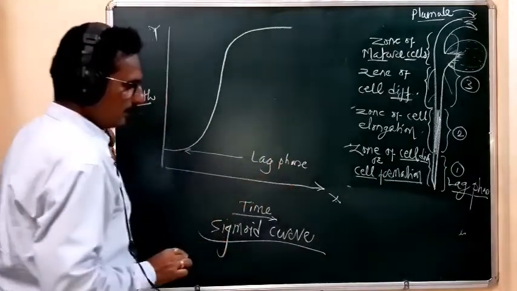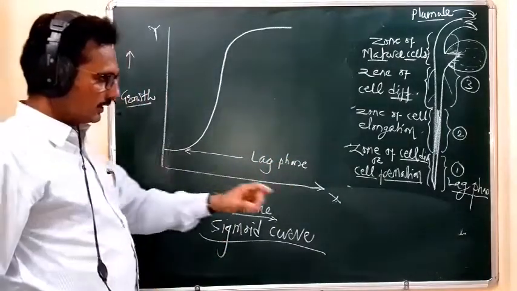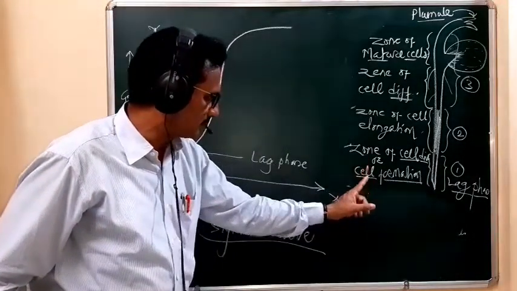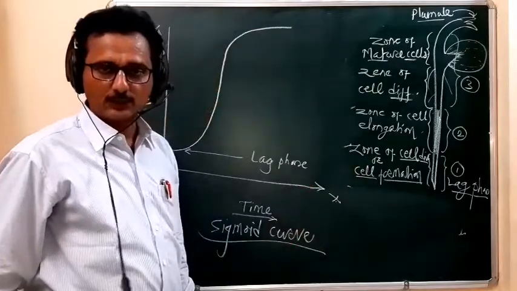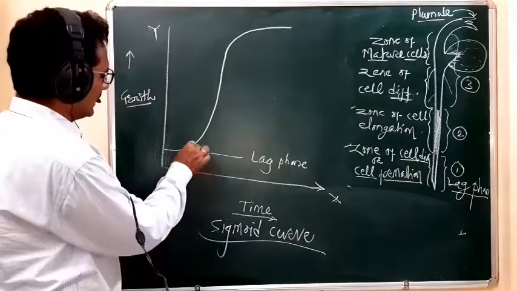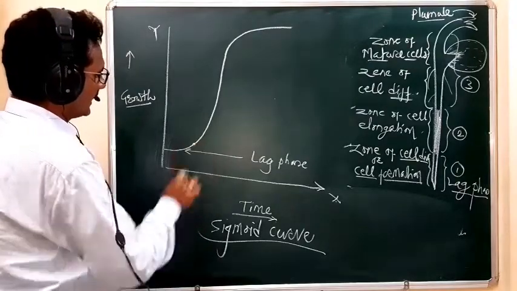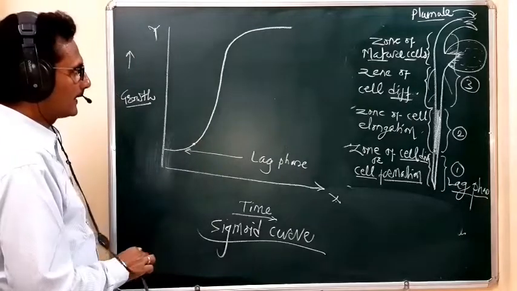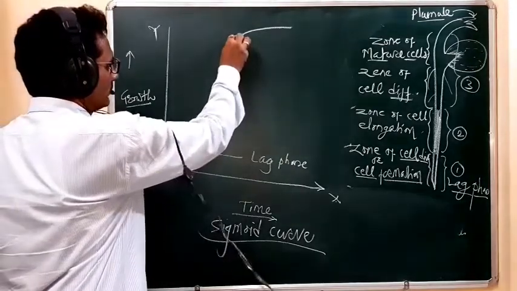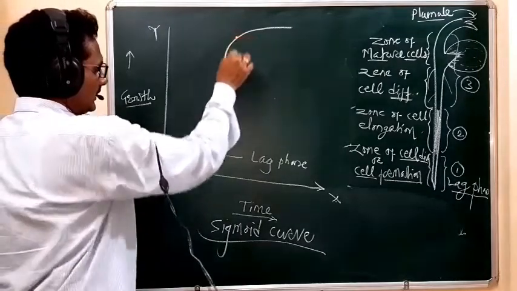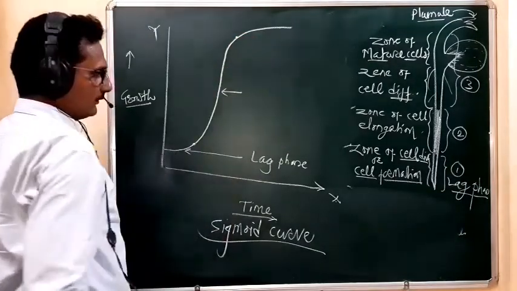So in this lag phase, what is included, students? We are saying this is the lag phase. It includes the zone of cell division and zone of cell formation. Up to this point we have to say this is the lag phase. Then from this point up to this phase, it is called the second phase.